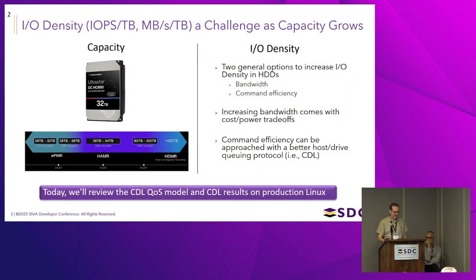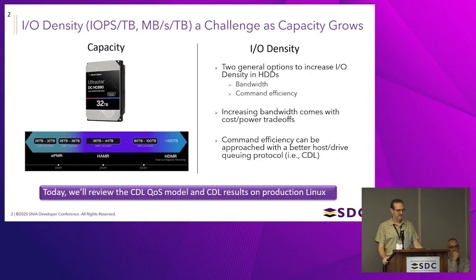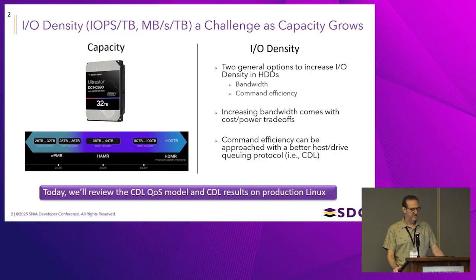So the problem we've discussed is I/O density, which we typically measure as IOPs per terabyte or megabytes per second per terabyte in other forms, a little more general term. It's a challenge as the capacity of hard drives grows. As we see 32 and we get to HAMR and beyond HAMR, we're going to have higher and higher capacity hard drives, and as we were just discussing in the last talk, the I/O density problem gets worse and worse over time.